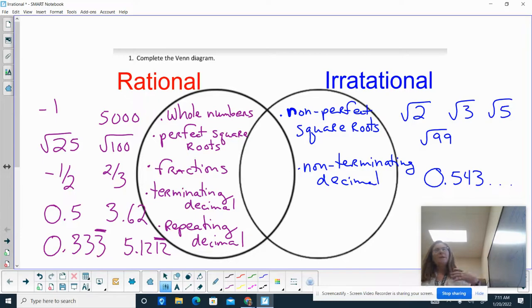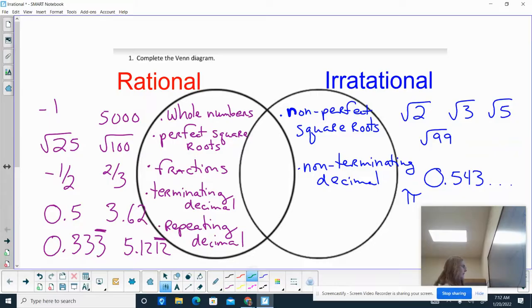Probably the most recognizable non-terminating decimal is what we know as pi. We know that pi doesn't have an end and it doesn't have a repeating pattern. We think of it as 3.14, but it continues off into infinity without a repeating pattern. So pi is considered irrational. So those are our two different categories.